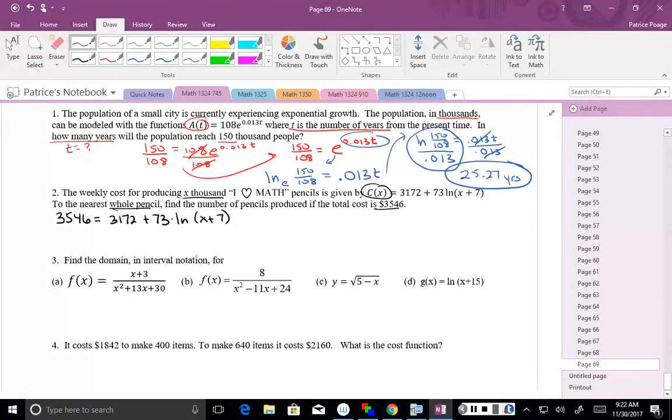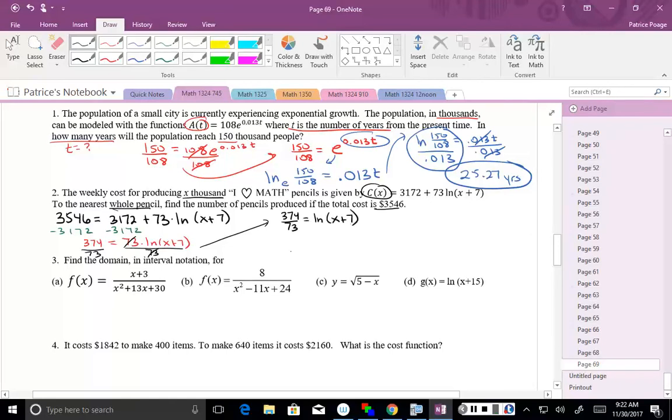It's kind of like peeling an onion. We got to start taking away parts. So I'm going to subtract the 3,172 from both sides. And that will leave me with 374 equals 73 times the natural log of x plus 7. Still working to solve for x. I need to divide both sides by 73. So I'm going to move up here. So I have 374 over 73 equals the natural log of x plus 7.